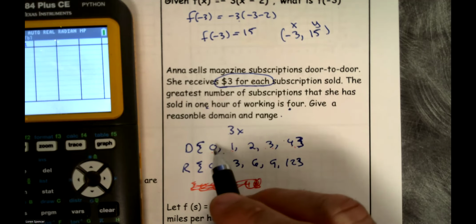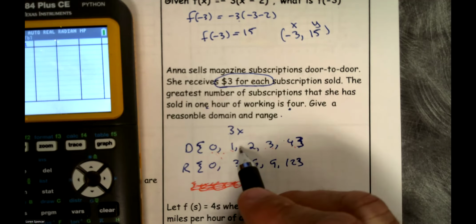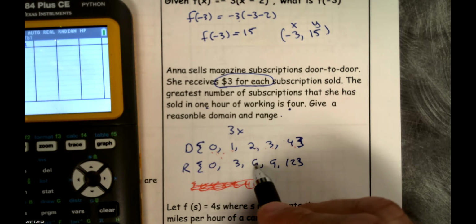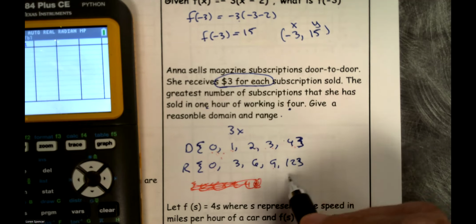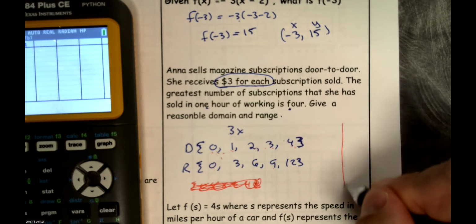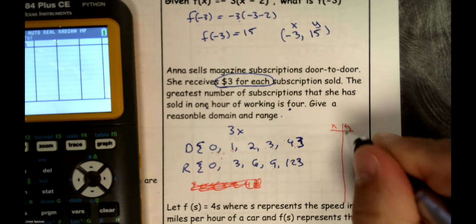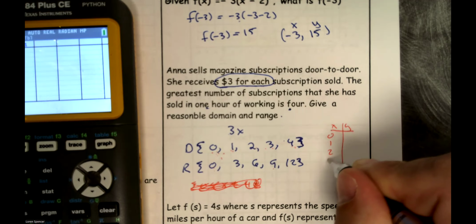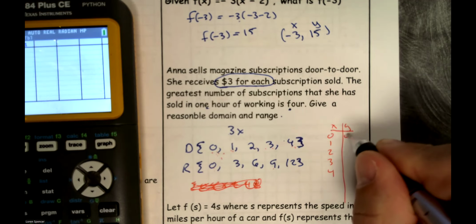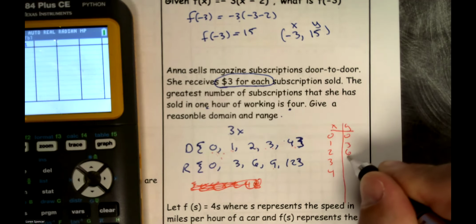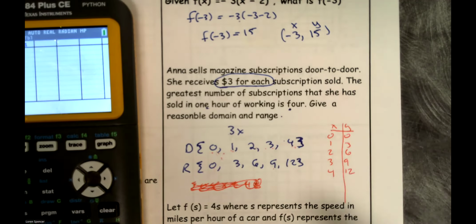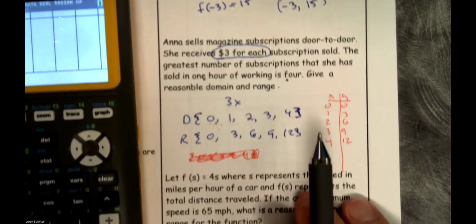And if she sells 0, she's going to have $0. If she sells 1, she gets $3. If she sells 2, she gets $6. 3, she gets $9. 4, she gets 12. Because essentially what we have is a T chart of 0, 1, 2, 3, 4, and 0, 3, 6, 9, 12. All right, those are my ordered pairs that I could graph.